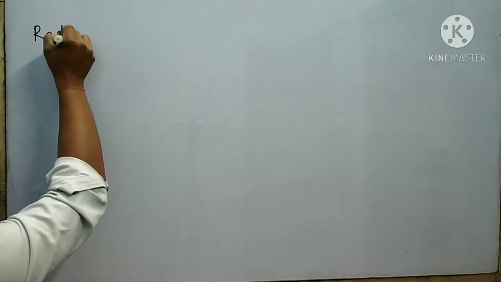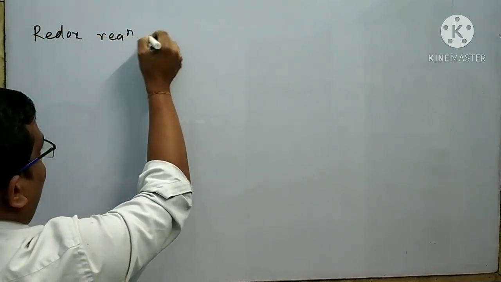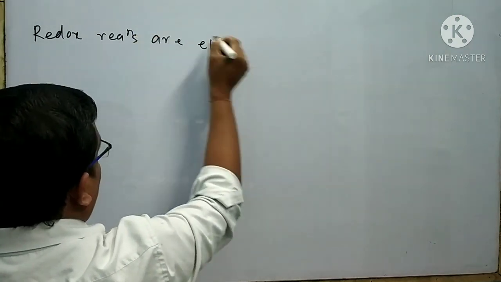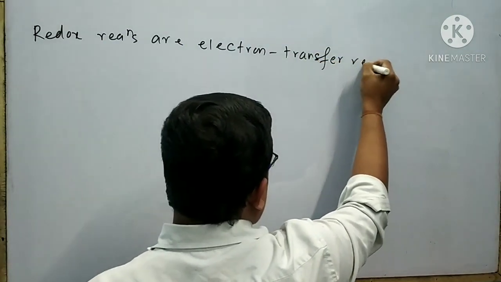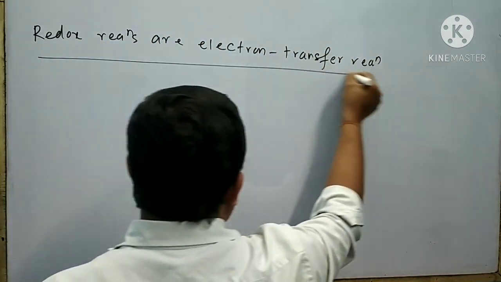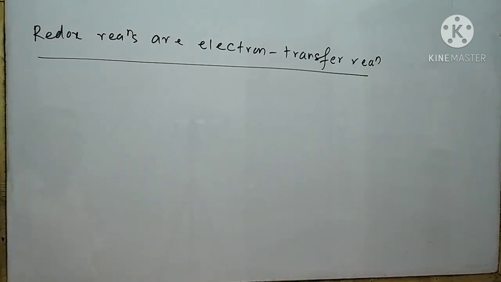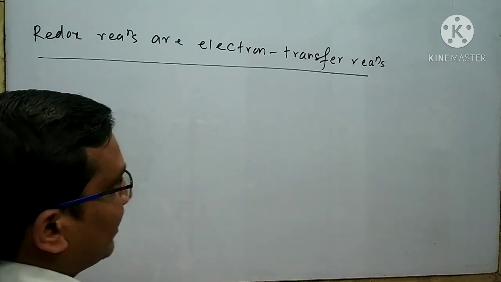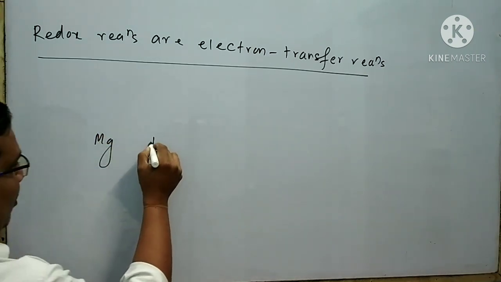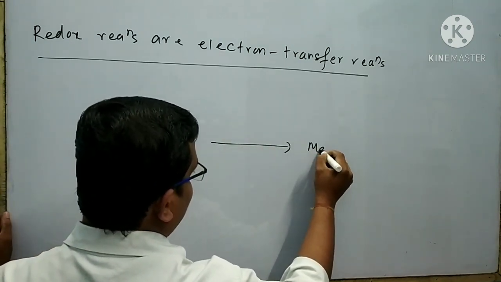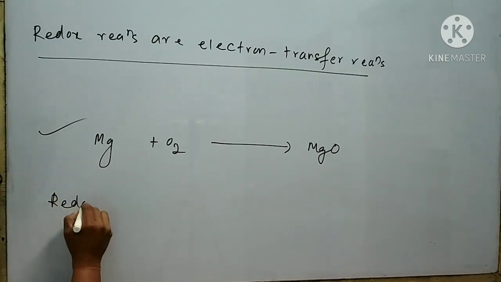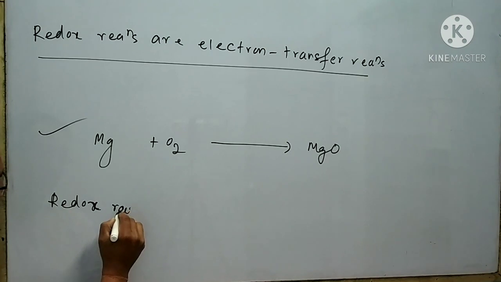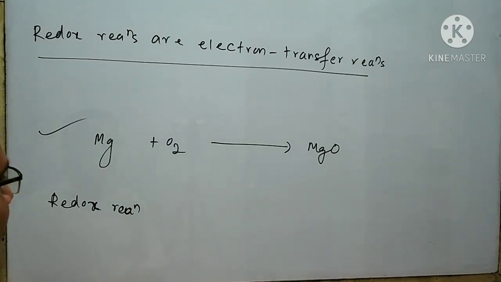Next I want to explain why redox reactions are electron transfer reactions. How can I explain why redox reactions are said to be electron transfer reactions? To explain this, take an example. Mg plus O2 gives MgO. This is an example of a redox reaction. That means here both reduction and oxidation reactions take place.